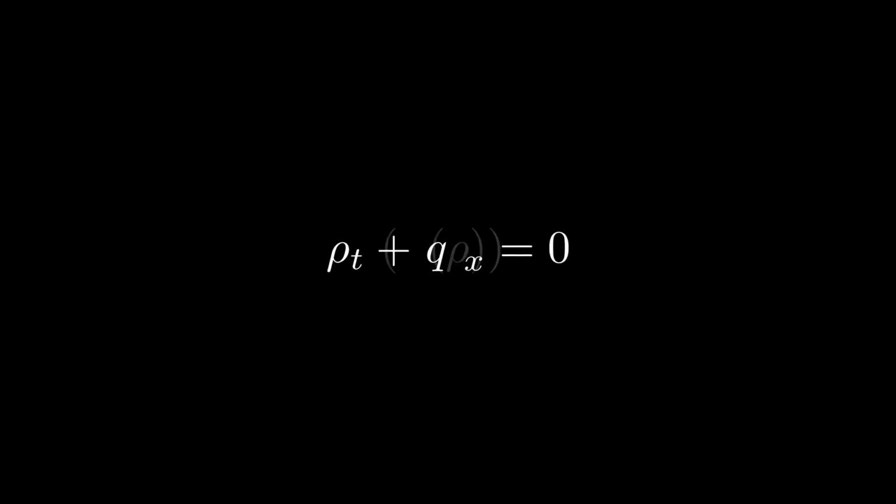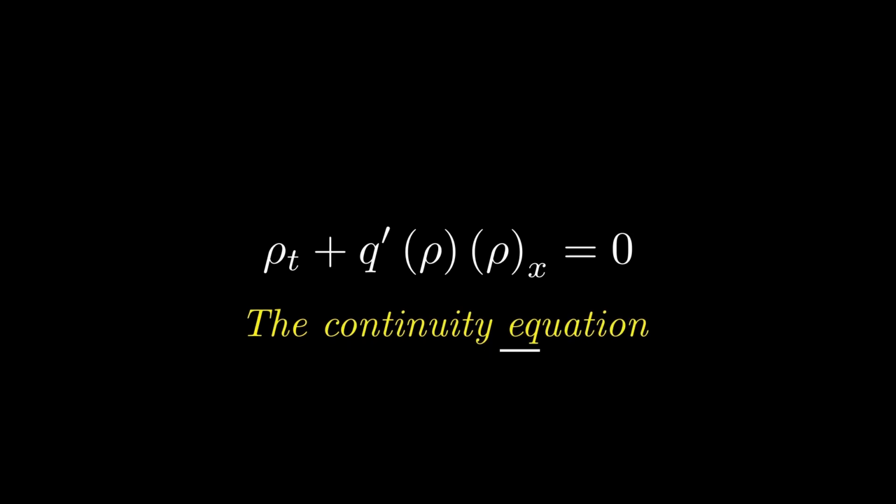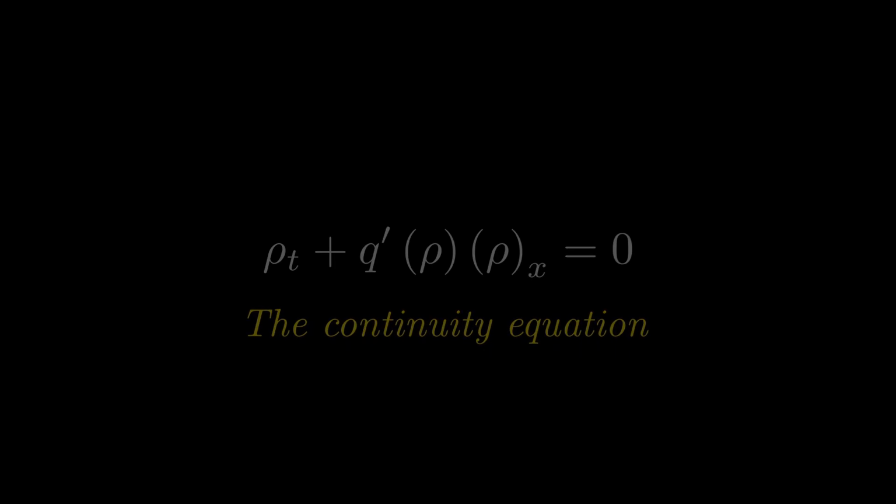Going back to our partial differential equation, we can now apply the chain rule on the rightmost term to get the following form. So the equation becomes rho sub t plus q prime of rho, which is the derivative of the flux with respect to rho, times rho sub x, which is equal to 0. This is the final, most expressive form of the conservation equation, called the continuity equation. This is a very special form, in fact.